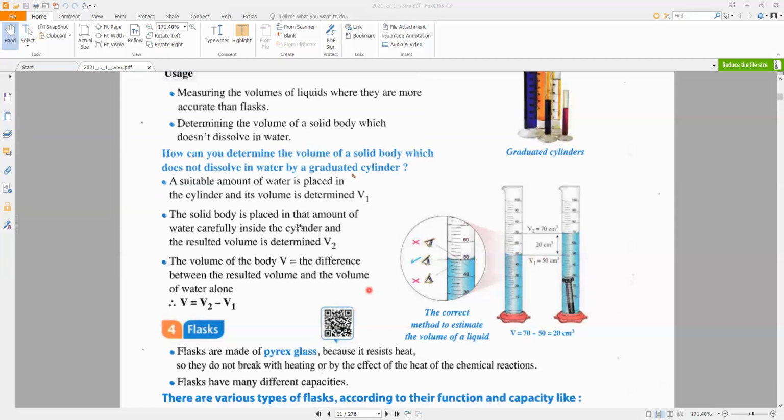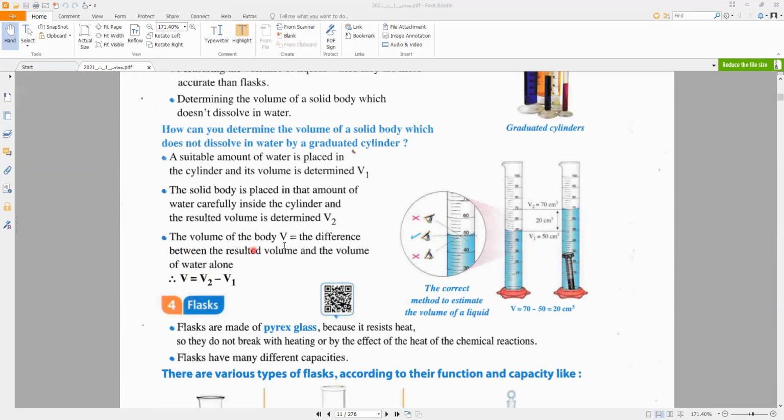How can you determine the volume of a solid body which doesn't dissolve in water by the cylinder? A stable amount of water is placed in the cylinder, and its volume is determined as V1. The solid body is placed carefully in that water inside the cylinder, and the resulting volume is determined as V2. So the volume of the body is the difference between the resulting volume and the volume of the water.